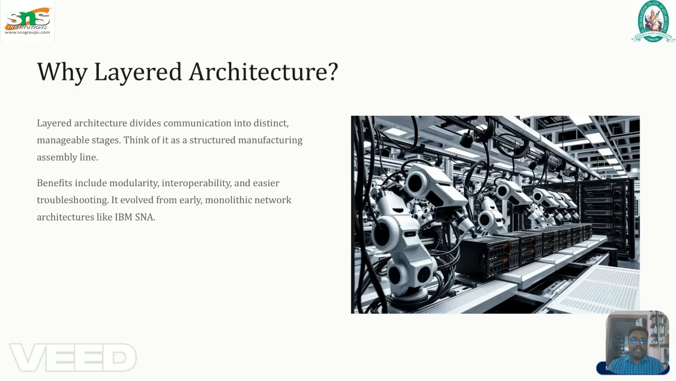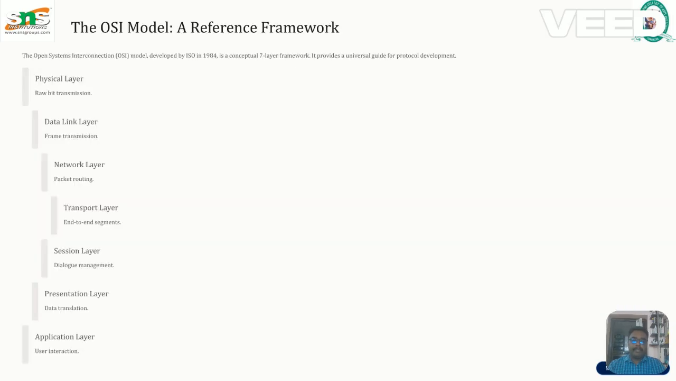So, what are the beneficial factors? Especially modularity, broken down into different sub layers. Then interoperability is one of the very important benefits. And whenever something goes wrong, it is easy to troubleshoot and maintain. So this concept evolved from early monolithic network architecture like IBM SNA.